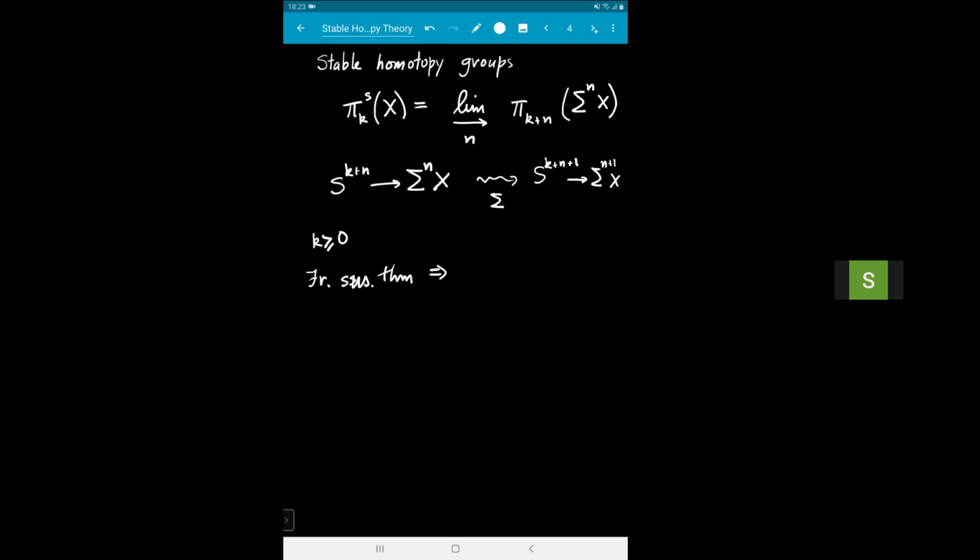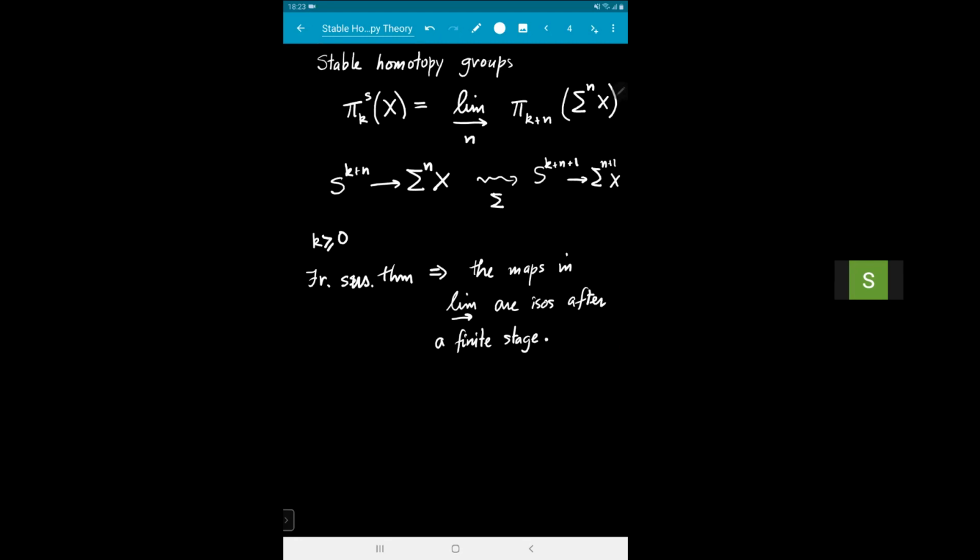So this Freudenthal suspension theorem says that the maps in the direct limit system are isomorphisms after some n, are isos after a finite stage. Okay.